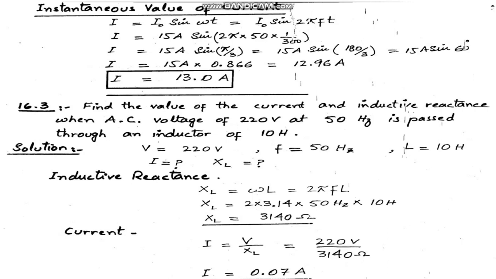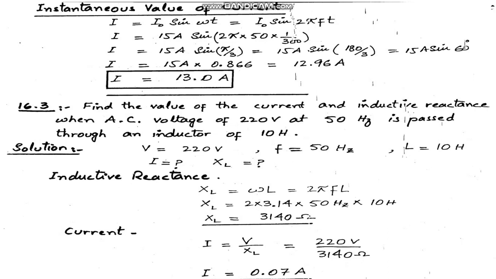So the inductive reactance formula, that is XL is equal to omega L. So omega, that is angular frequency, its value is equal to 2 pi f, we put in here. So XL is equal to 2 pi fL. We put all the values in here. 2 pi, that has 3.14, multiplied by frequency, that is 50 Hz, and inductor, that has 10 Henry. After multiplying, we get the value of inductive reactance XL is equal to 3140 ohm.